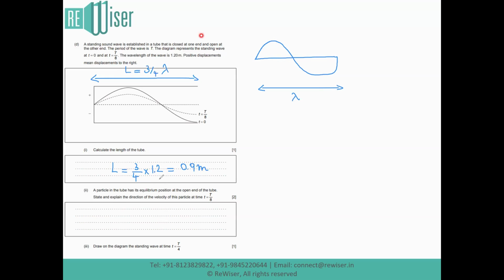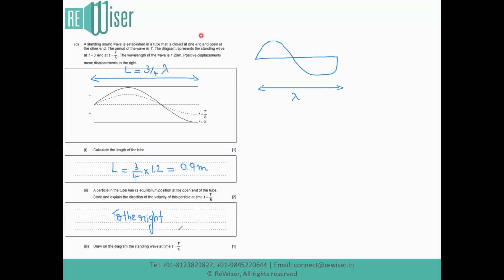Moving on, a particle in the tube has its equilibrium position at the open end of the tube. State and explain the direction of the velocity of this particle at time t equal to T by 8. At time t equal to T by 8, we notice that the displacement is a decreasing negative value. In other words, it's an increasing positive value, which means the displacement is to the right, as the statement in the question says positive displacements mean displacement to the right. We know from this that the direction of velocity of the particle is to the right.